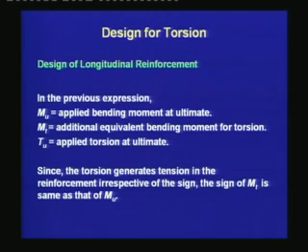Since the torsion generates tension in the reinforcement irrespective of the sign, MT is taken the same as that of MU. Remember that whether the torsion acts clockwise about the axis or anti-clockwise about the axis, it always generates tension in the longitudinal steel. To account for this addition of stress due to torsion in the longitudinal steel, the sign of MT is taken as the same as that of MU, such that finally we have an increased demand in the longitudinal steel due to flexure and the torsion.